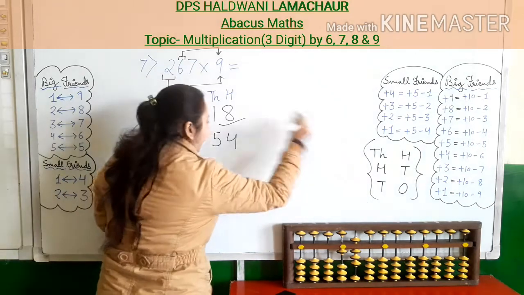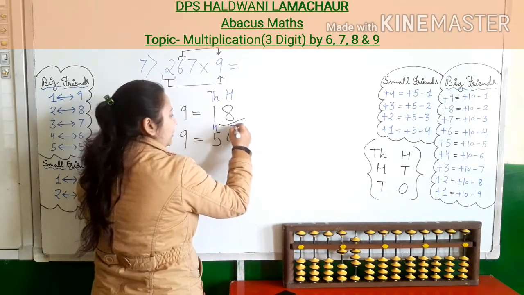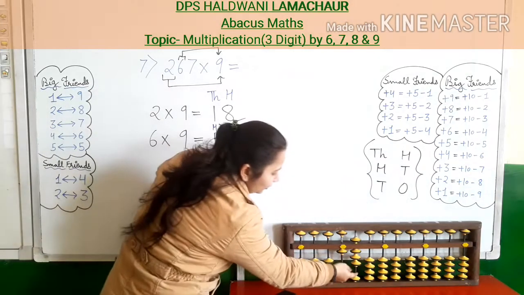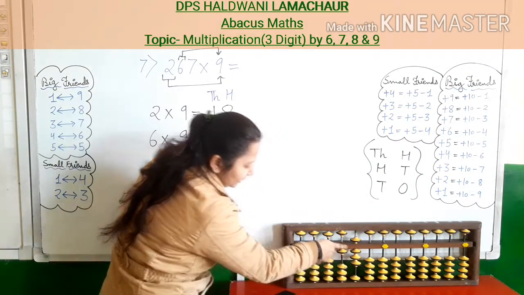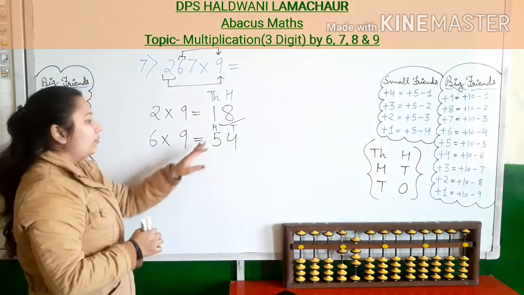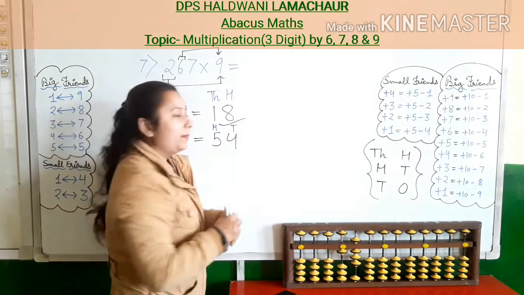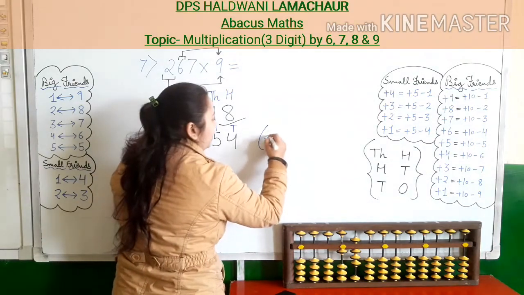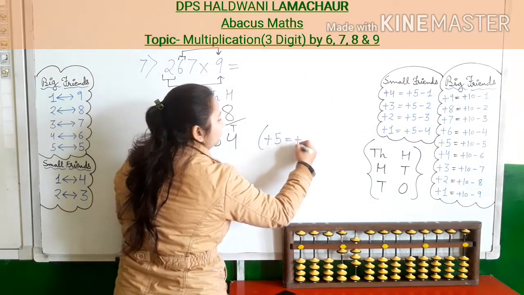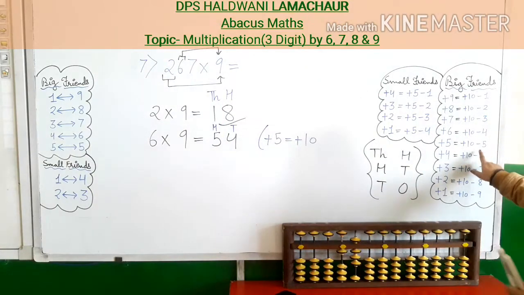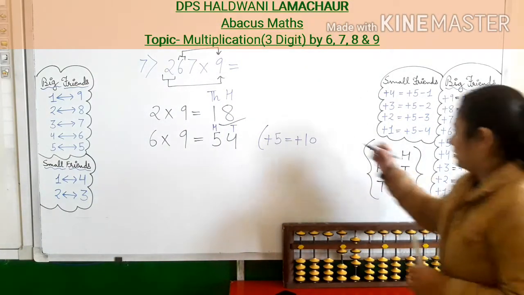Now according to the pattern, this will go in the hundreds rod and this will go in the tens rod. Now add 5 in the hundreds rod. Now you can see that 5 is already added, and for adding 5 there is no small friend formula. So you will take the help of the big friend formula: plus 10, minus 5.